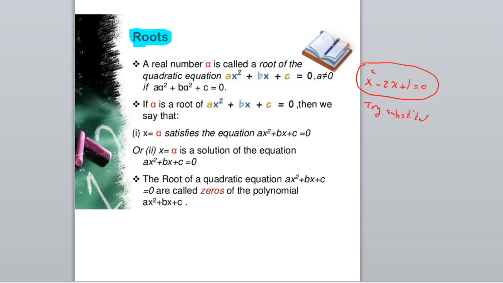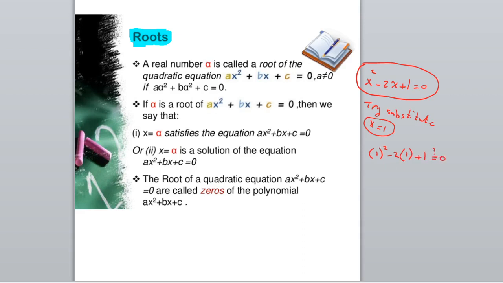in the equation, for example, x equal 1. What do we mean? We mean that here we substitute x by 1. Each x here I will replace by 1. So if I want to substitute, this will be x squared, 1 squared, minus 2 times 1, plus 1. Is it equal to 0?